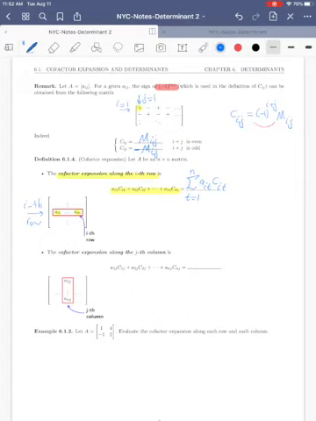So we can talk about the cofactor expansion along the first row, the cofactor expansion along the second row, and keep going all the way to the cofactor expansion along the nth row. So we have n of them for rows.